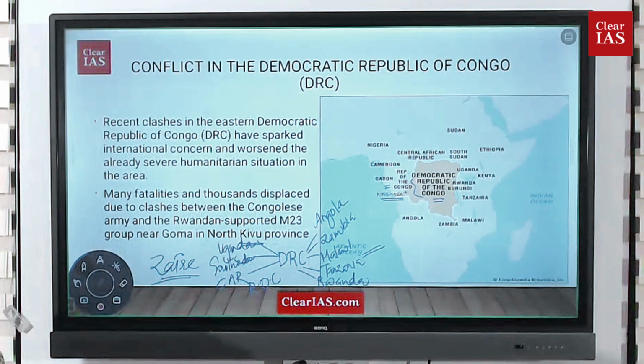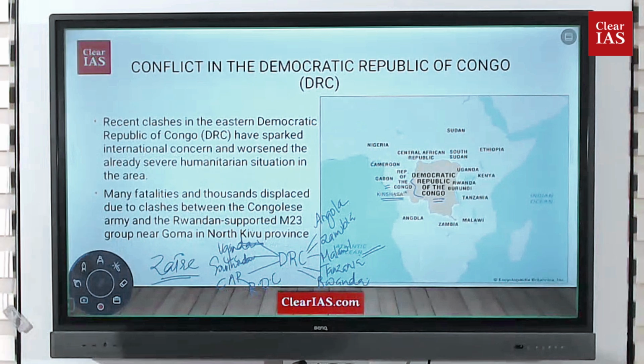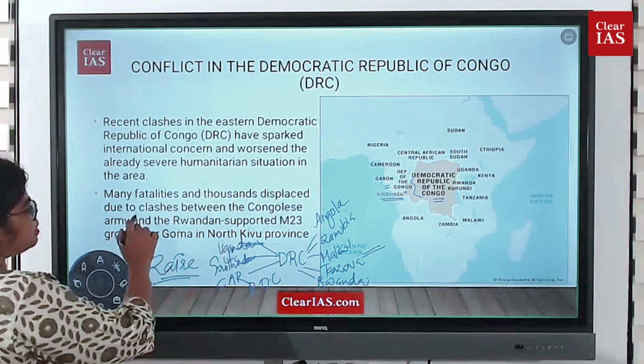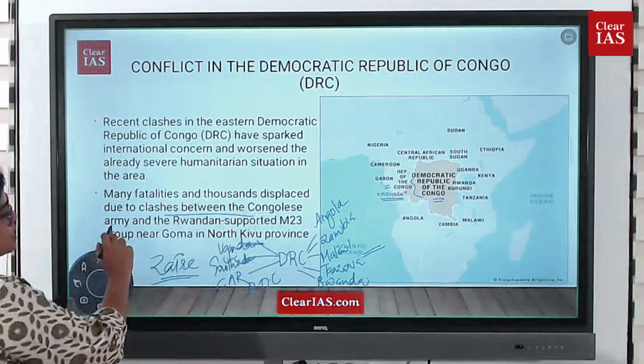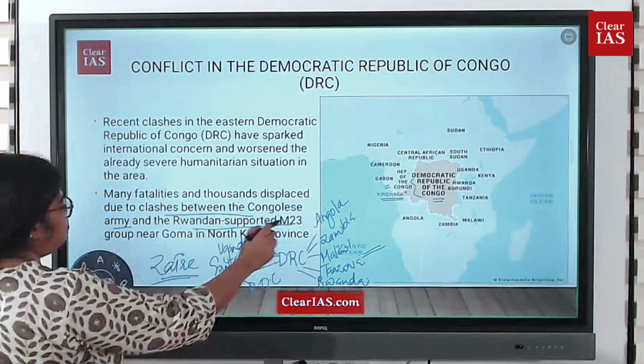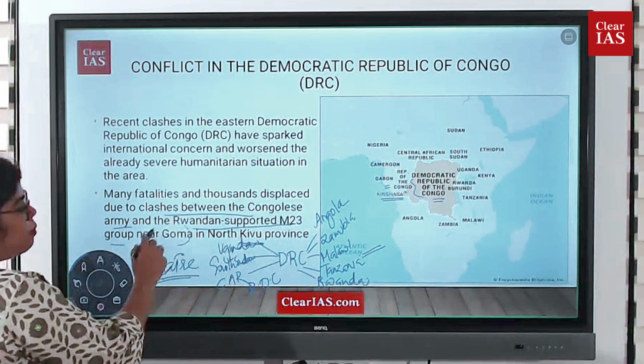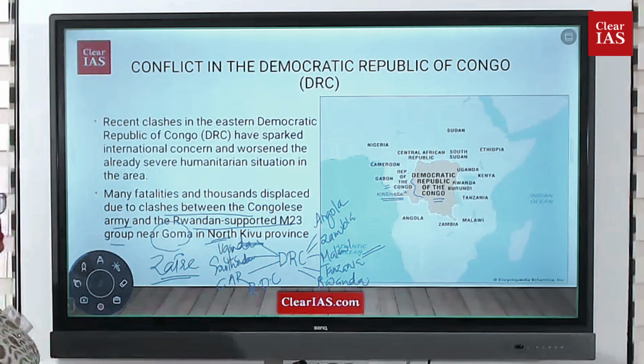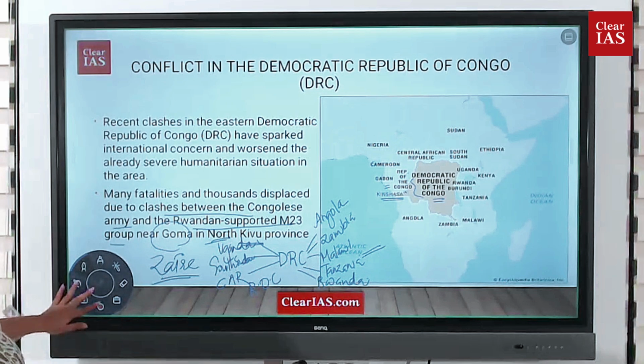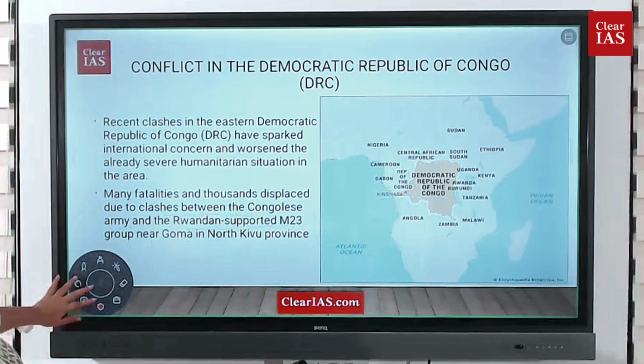Fine. So the major issue is happening in the North Kivu province. Many fatalities and thousands displaced due to clashes between the Congolese army and the Rwandan-supported M23 group near Goma in the North Kivu province. So if there is a question like that, North Kivu province is in the DRC. Okay. So this is about DRC.